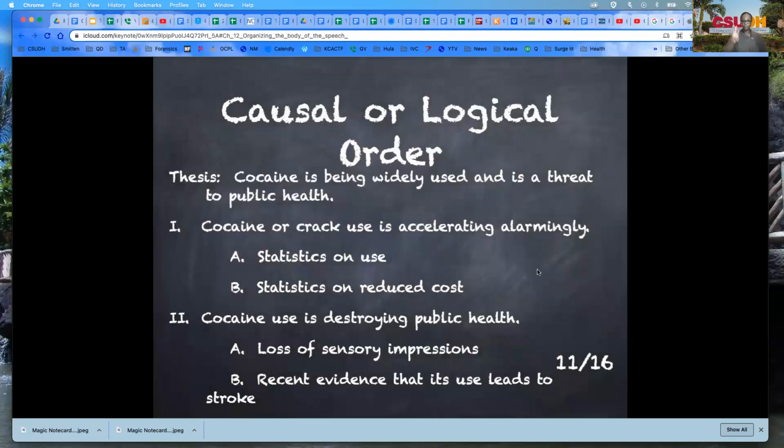This class, problem, cause, solution, every single time, except for this week. This week, we're doing a fun one. Every other week, problem, cause, solution, every time. Okay, anyways, causal or logical order.